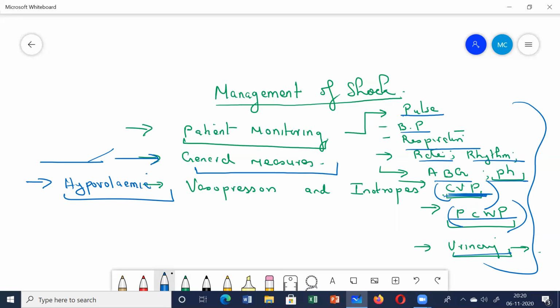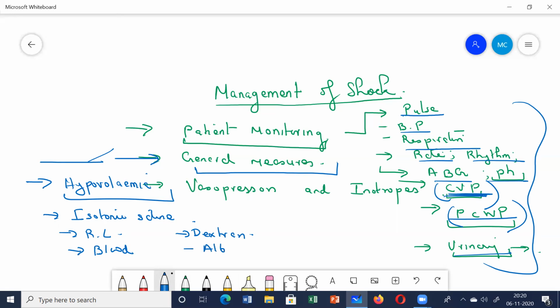Hypovolemia can usually be corrected first by using isotonic saline solution. We can use Ringer lactate solution. Or if there is blood loss, we can give blood, so it is corrected by blood transfusion. Or you can give dextran, albumin, or plasma.